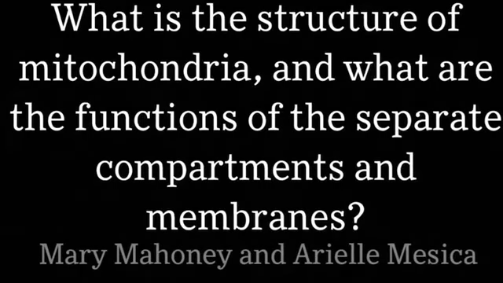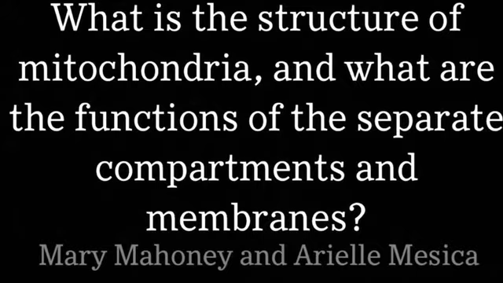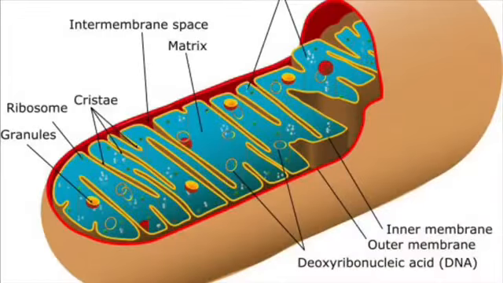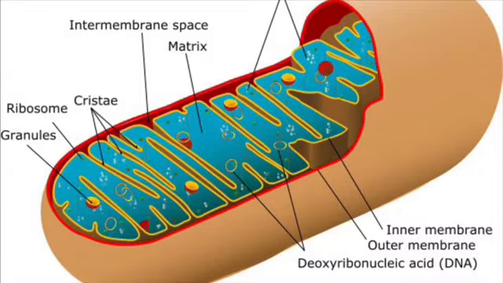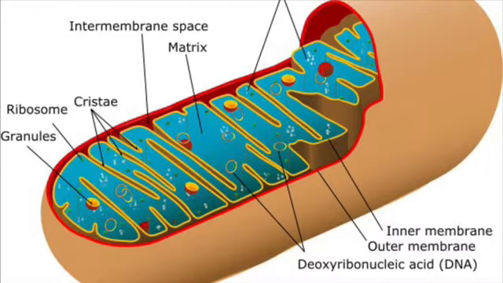What is the structure of mitochondria, and what are the functions of the separate compartments and membranes? As we know, mitochondria are the organelles in a cell that break down nutrients into energy that the cell can use. If a cell needs more energy, there will be more mitochondria in that cell. For example, muscle cells need more energy than neurons.